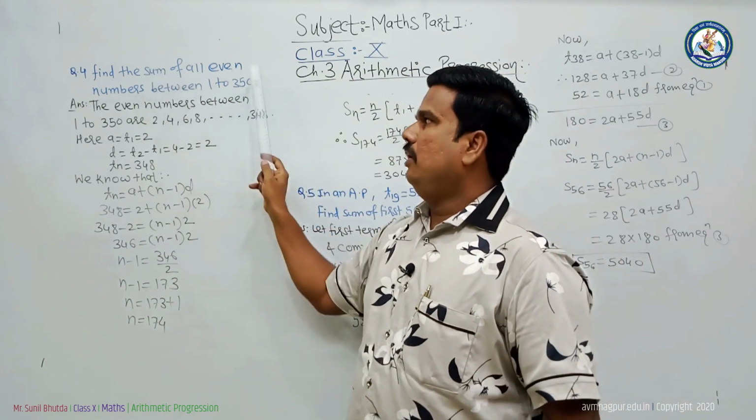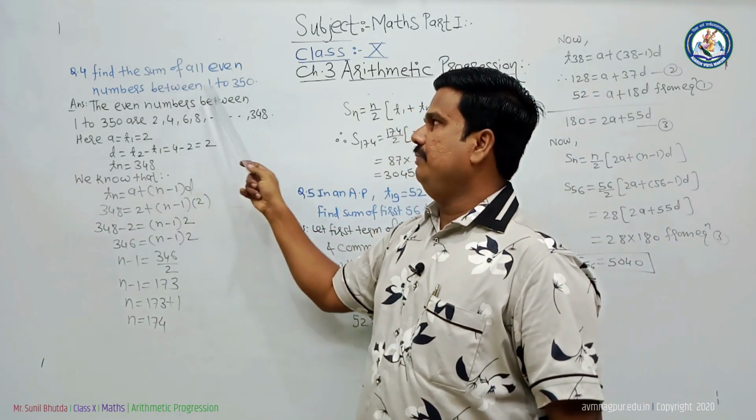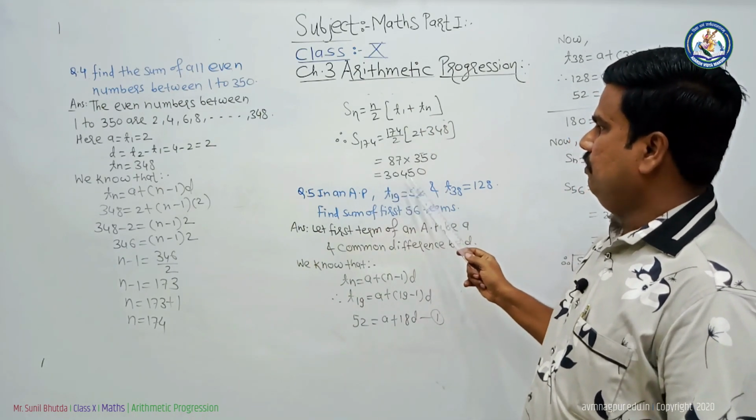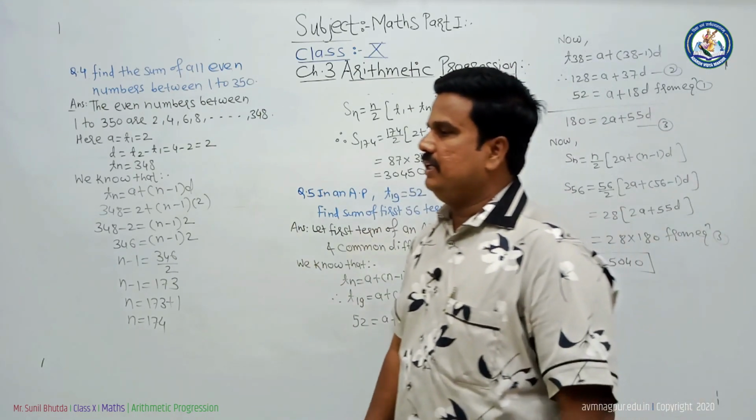Lastly, write the answer. The sum of all even numbers between 1 and 350 is equal to 30,450. Now see our next question.